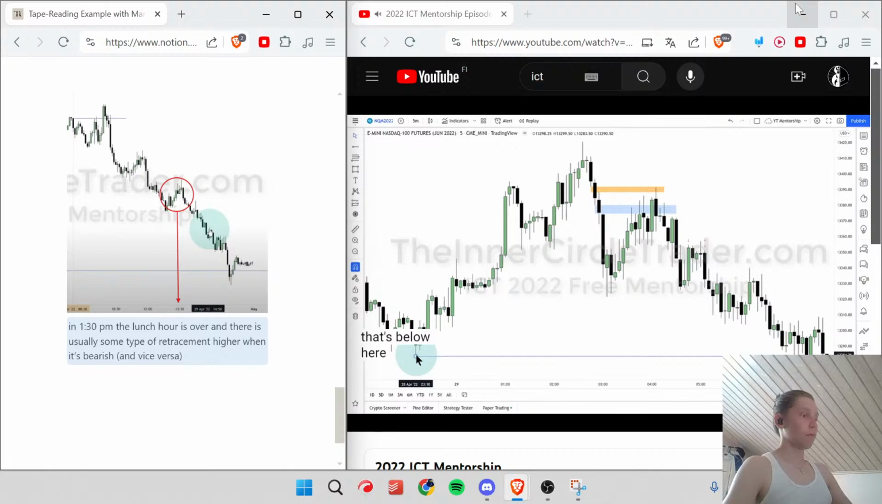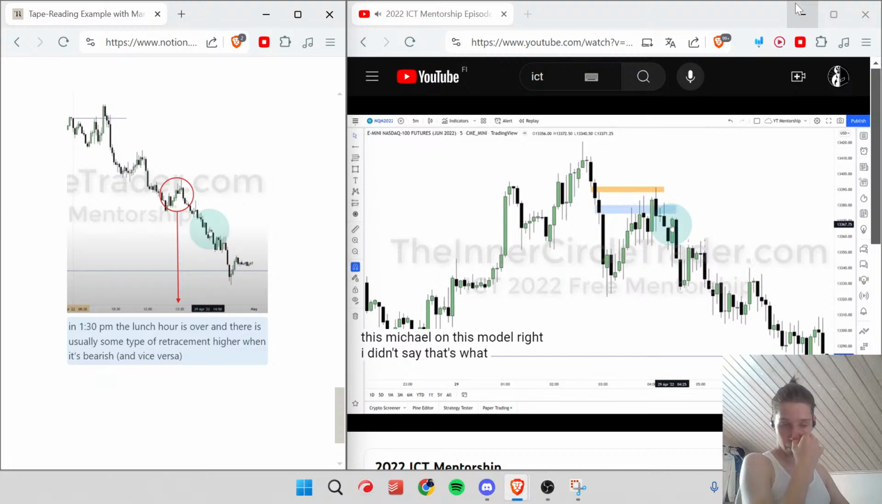That's not what you've been teaching us, Mike, on this model. Right. I didn't say that's what this was. I'm telling you how to read the tape. Okay? But I do teach order blocks on the channel. So we're going to go into this right here. So inside this shaded area, this is what I'm going to be executing in. Not with that color on. Okay, that's good enough. May not be your choice, but it's mine now.